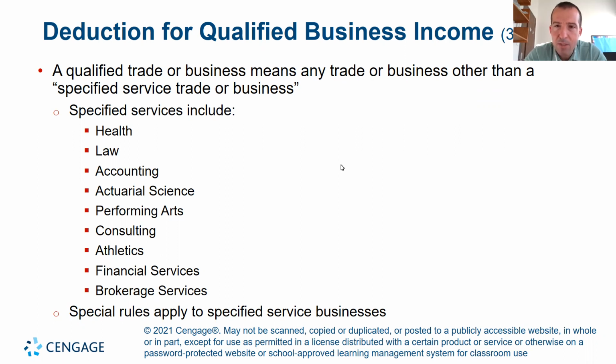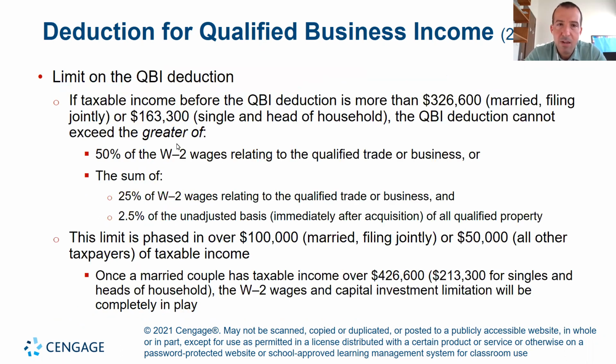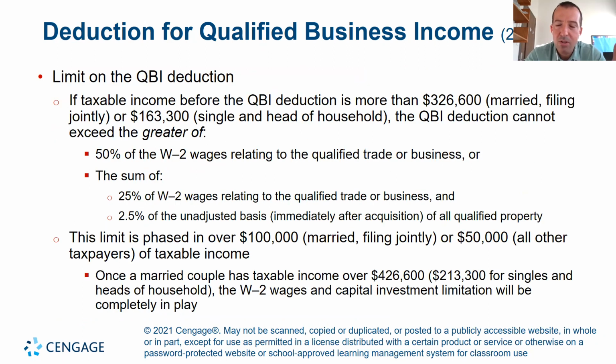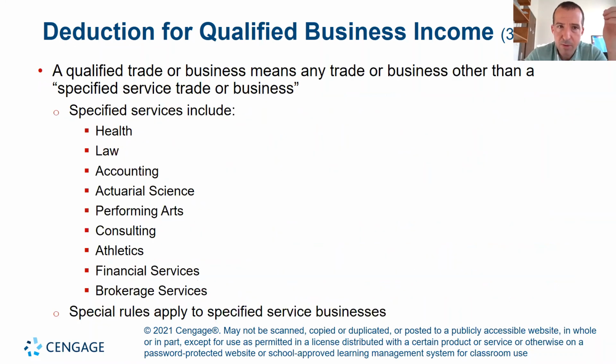So qualified trade or business other than a specified trade or business, and below are the businesses that are exempt from the qualified business deduction. But just know that this deduction does exist. You're allowed 20% of the income up to certain amounts, and there is a limit if you exceed certain amounts of the 50% of W-2 wages, or 25% of W-2 wages and 2.5% of rental property.